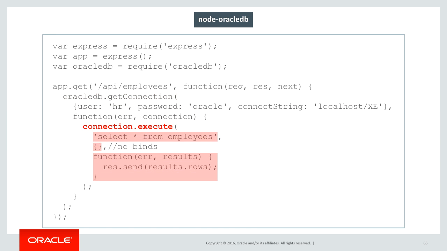We can then use the connection object to execute a SQL query. In this case, just a select star from employees. And really, I don't need that second parameter there, but that's where you would normally put any bind variables you would have. There's an additional parameter if necessary for some options. And finally, the last parameter is the function which will be executed when the query is done and you have your results. So in this case, you can see I'm using response.send to send out the rows from the result.